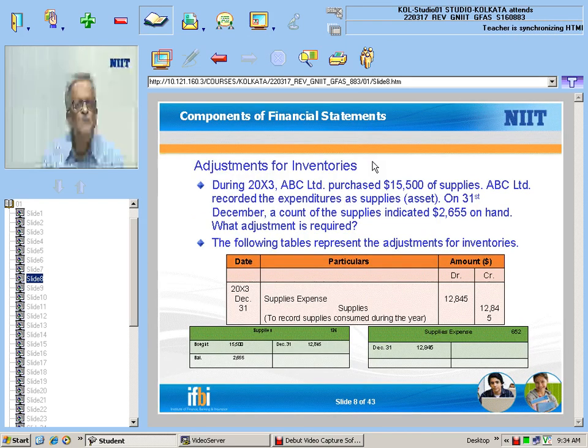Let us see with some examples. During 2013, ABC purchased 15,500 of supplies. ABC recorded the expenditure as supplies, that is, an asset account. On 31st December, the closing date, the end of the reporting date, the supplies account indicated 2,655 on hand. What is the adjustment required?